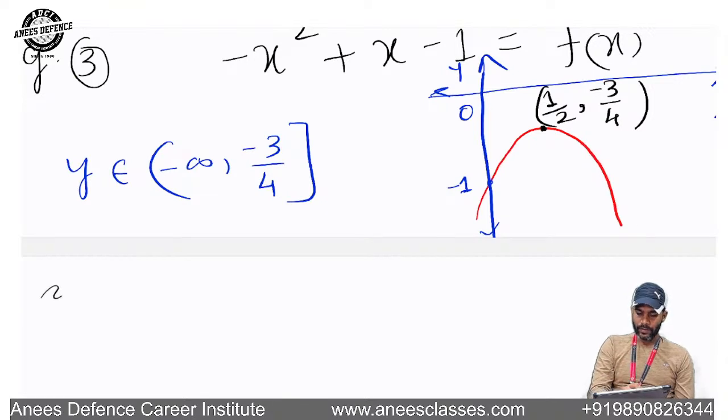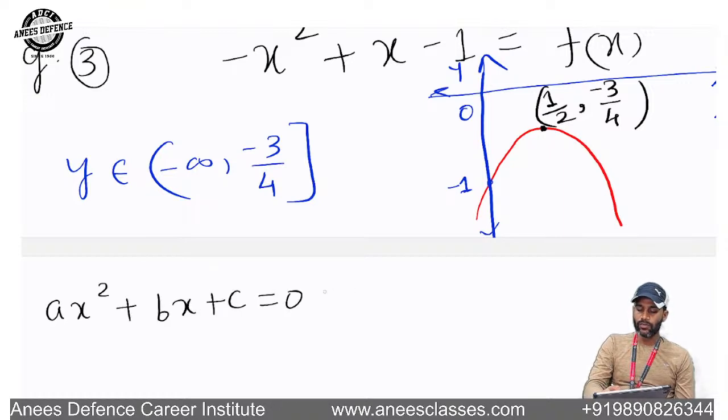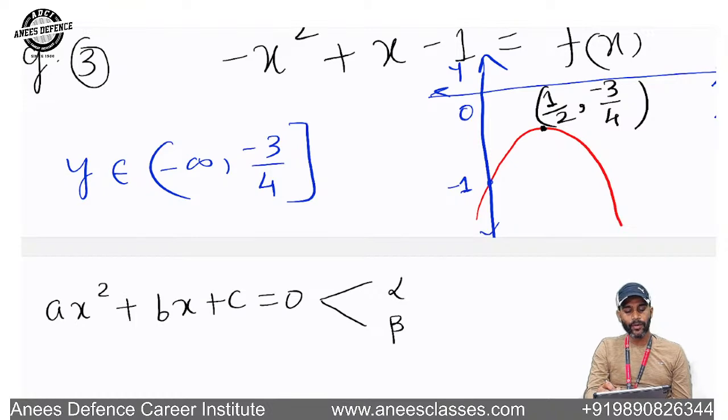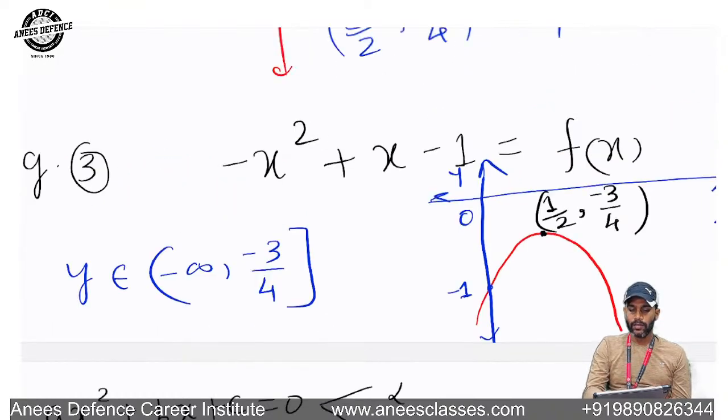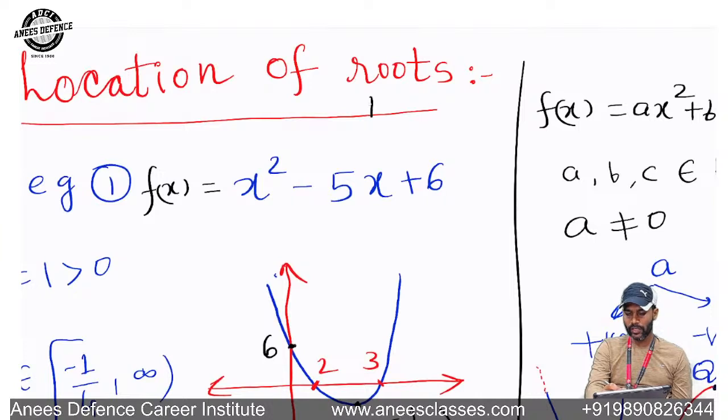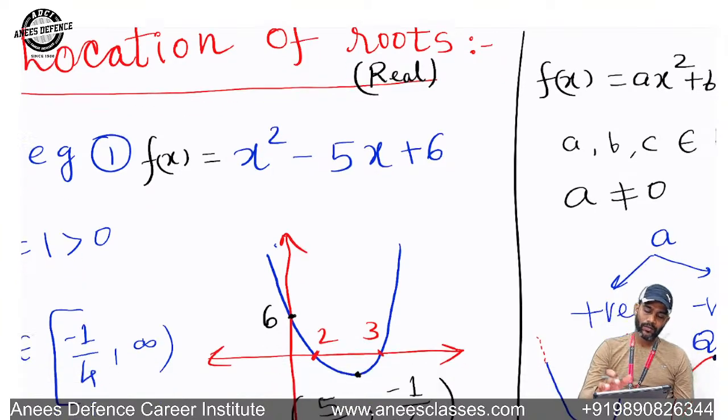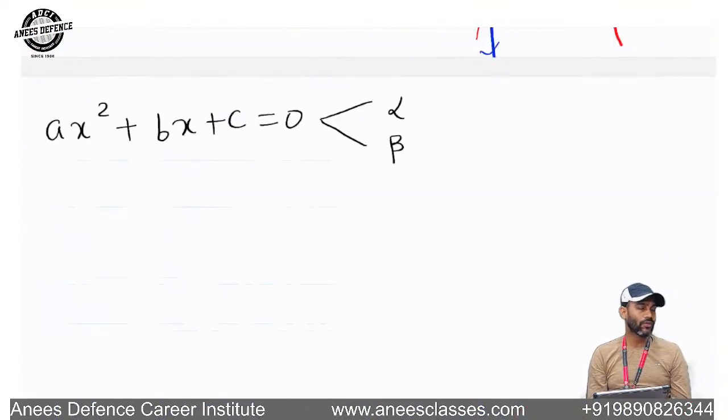Suppose we have the equation ax square plus bx plus c is equal to 0, and we have got roots alpha and beta, and of course we are talking about real roots. Location of real roots, so in bracket you just write real here, because we cannot locate imaginary roots on the real axis. In complex numbers we do, but here we can't, because we are studying only real functions.